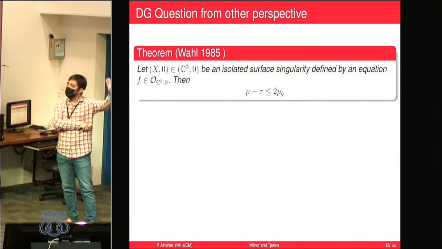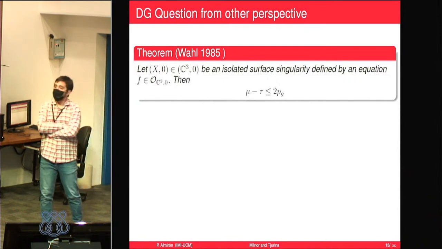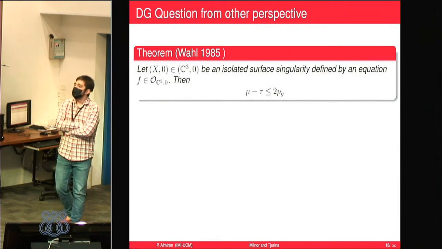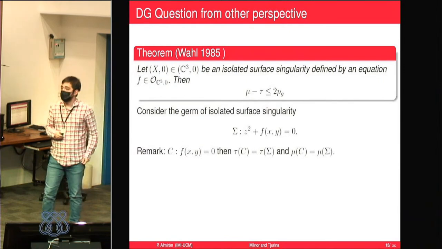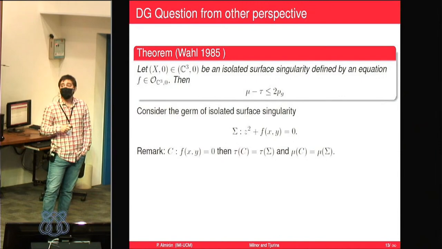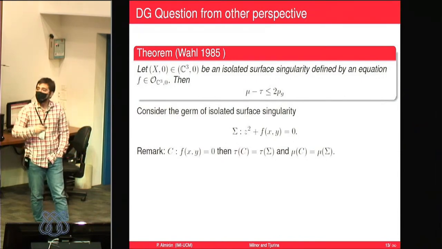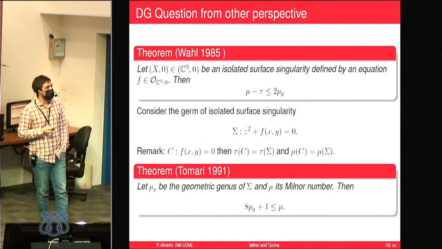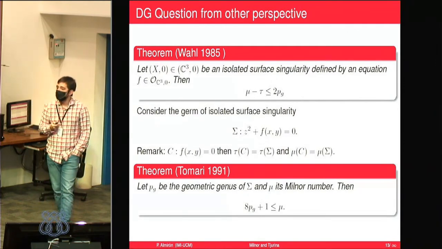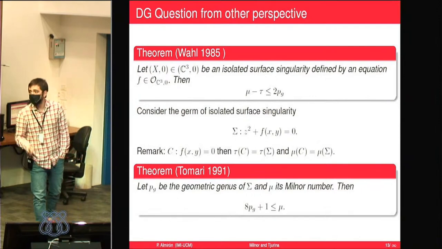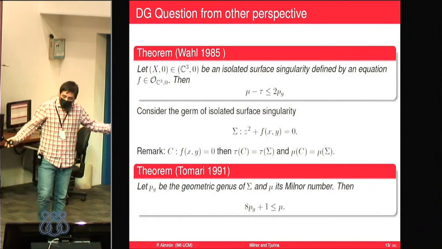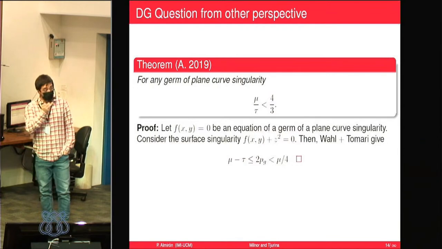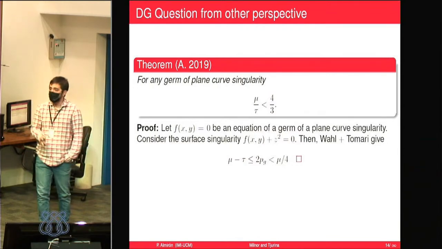From the other point of view, now we have a nice relation, but how can we relate the Milnor and Tjurina number of an isolated plane curve singularity with an isolated surface singularity? So this is the kind of singularities we need to consider. We consider the equation of the plane curve, we add a z squared, and then we have the same Milnor and Tjurina number. And we are very lucky because we have a result of Tomari in 1991, and he proved that 8 times the geometric genus plus 1 is less than or equal to the Milnor number. And now with this, our problem is solved in a very easy way, because we take a plane curve singularity, we put in our nice surface, and we apply both theorems.